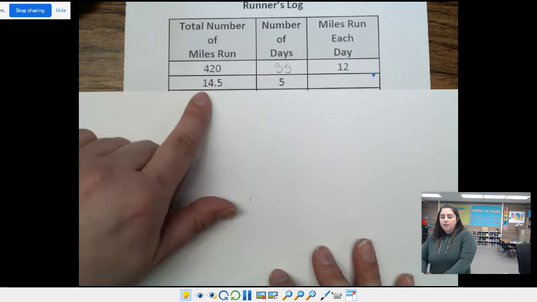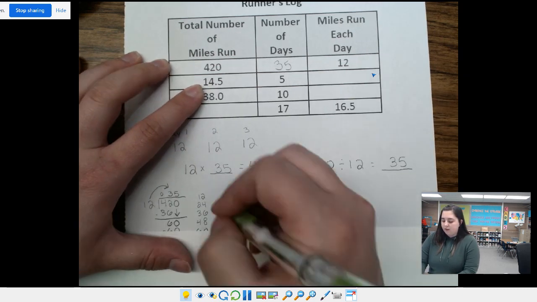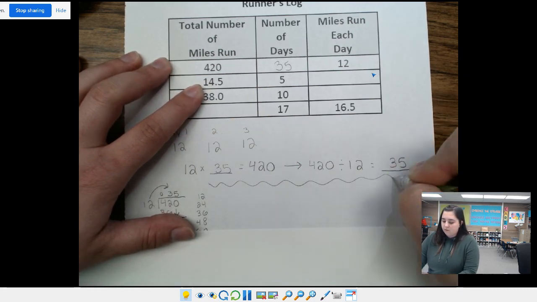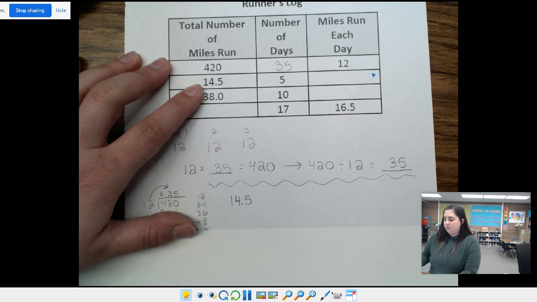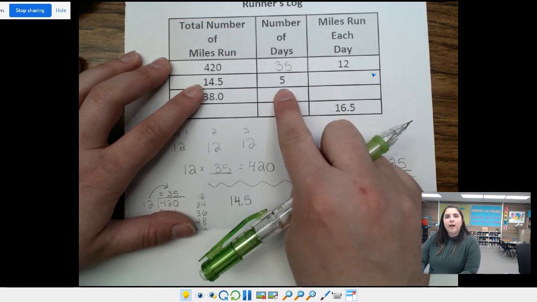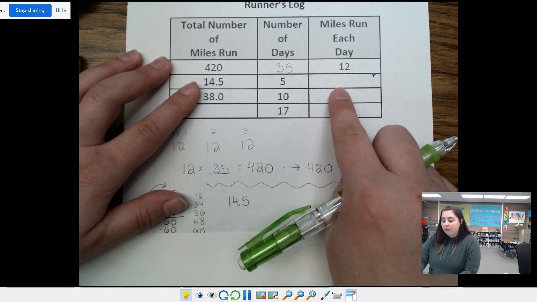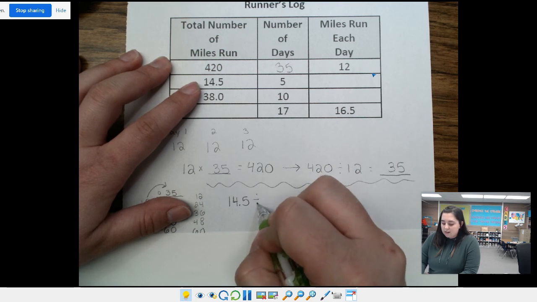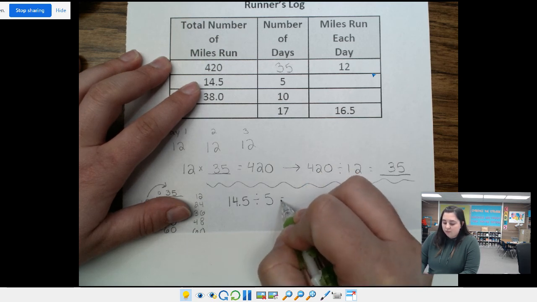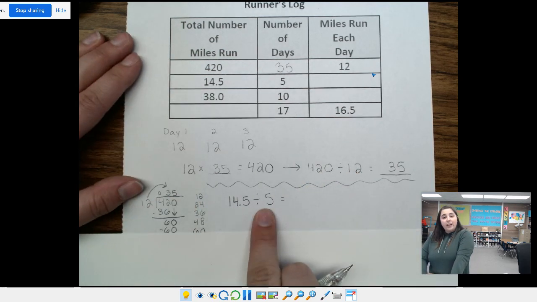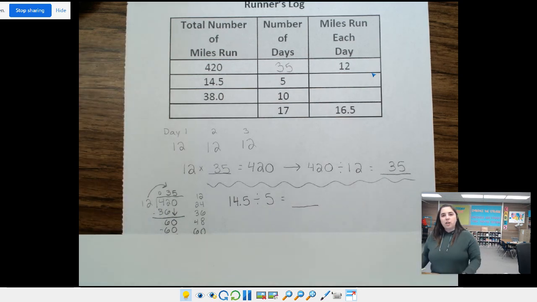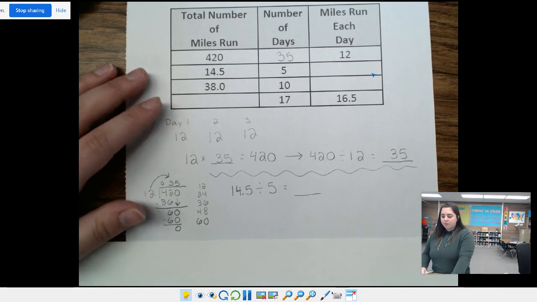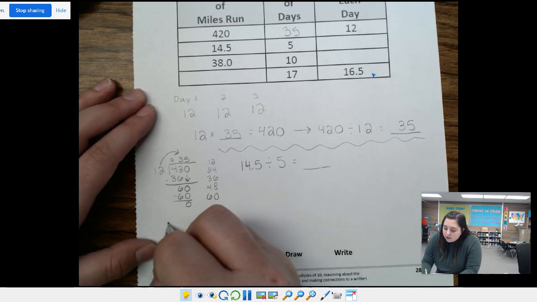So in this one, if this is their total, they ran 14 and a half miles total, and they ran for 5 days. If we want to know what they ran each day, that is division. The total number of miles divided into the 5 days will tell us how much they ran each day. Let's do that division. Let's solve it in here.